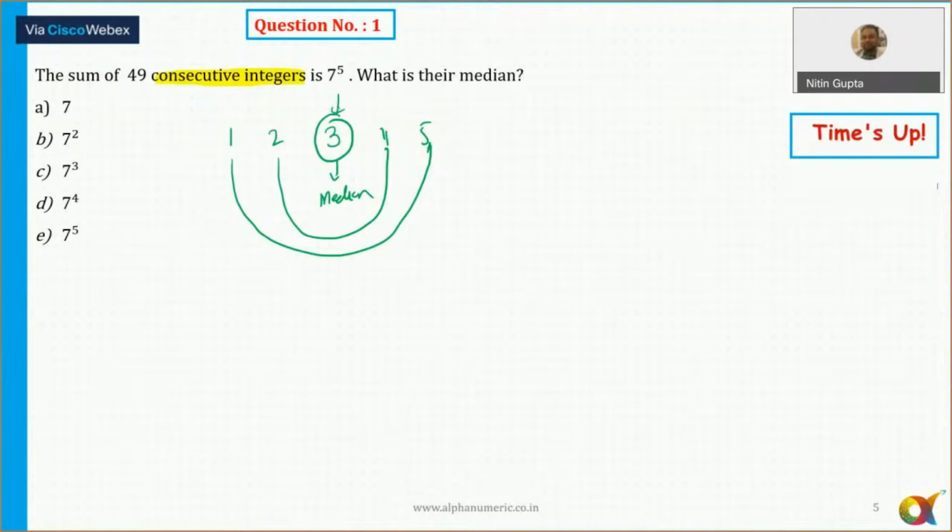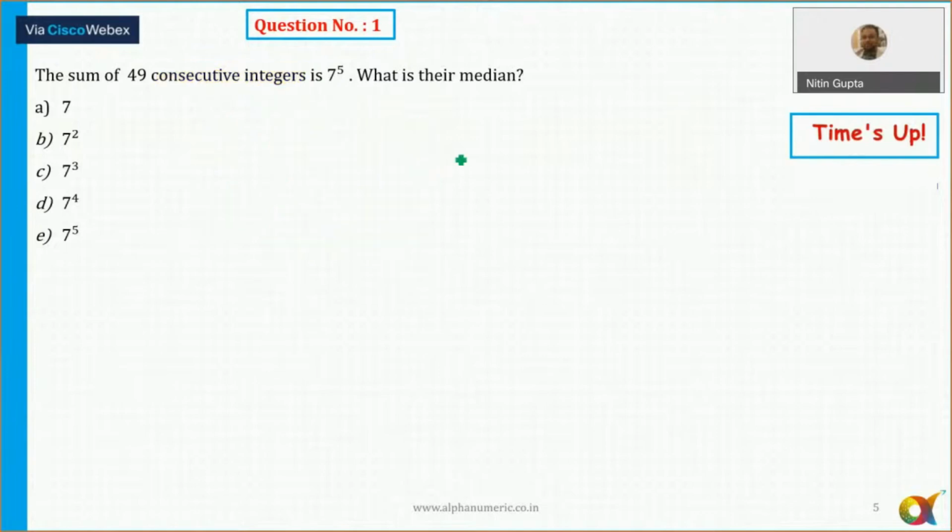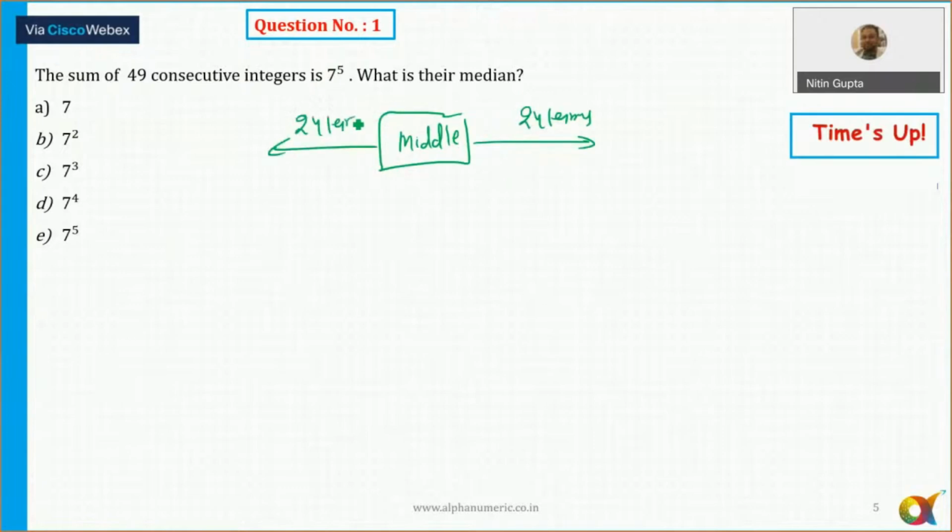So there are 49 consecutive integers, and I need to find the middle term. The sum of these 49 consecutive integers is 7 raised to power 5. There is one term which is exactly in the middle. It is followed by 24 terms, and before that also there are a total of 24 terms. So the total is 49 terms.